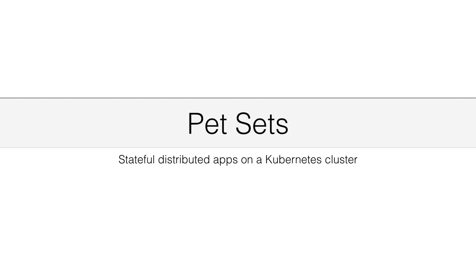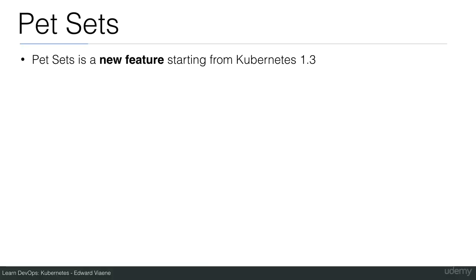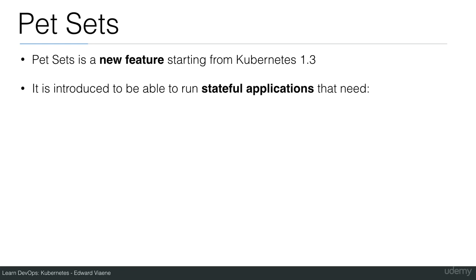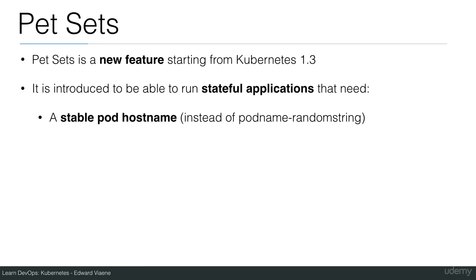In this lecture, I'll be talking about pet sets, stateful distributed apps on a Kubernetes cluster. Pet sets is a new feature starting from Kubernetes 1.3. It is introduced to be able to run stateful applications that need a stable pod hostname instead of a pod name dash and then a random string.